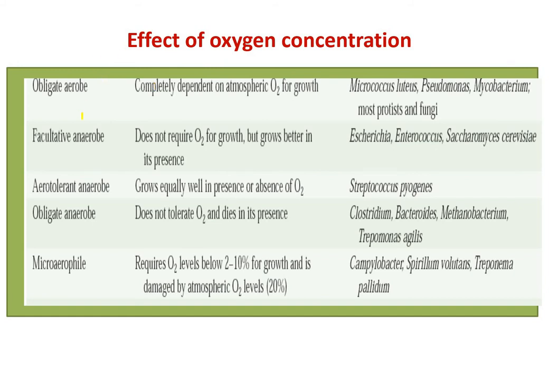Then comes the facultative anaerobe. Facultative anaerobes don't require oxygen for growth, but they can also grow in oxygen. That means they can grow under aerobic as well as anaerobic conditions, and the examples are E. coli, Enterococcus, Saccharomyces cerevisiae. Aerotolerant anaerobes grow equally well in the presence or absence of oxygen. An example is Streptococcus pyogenes.